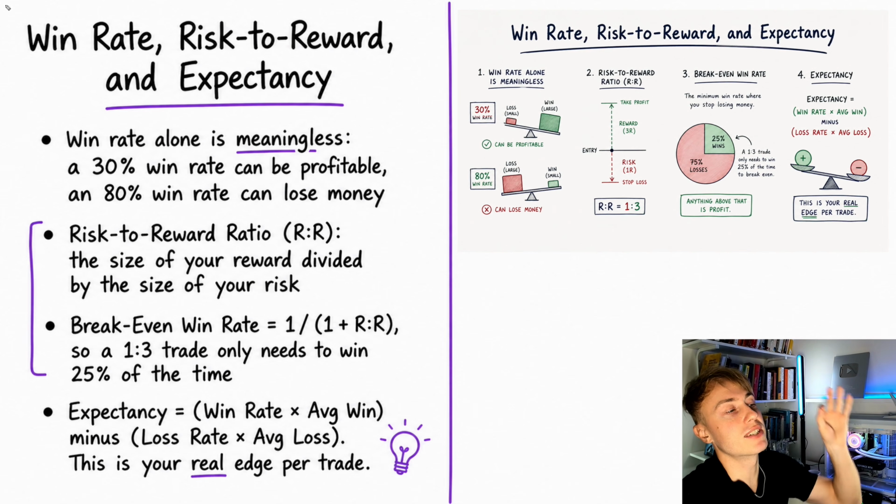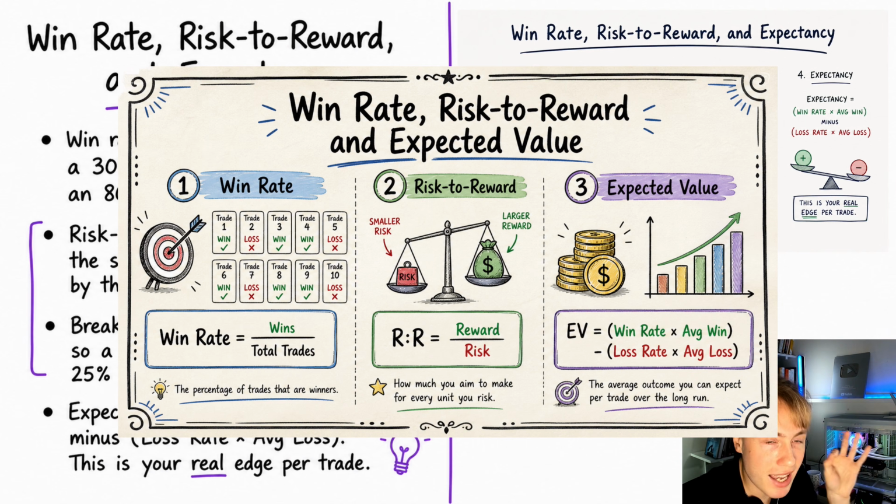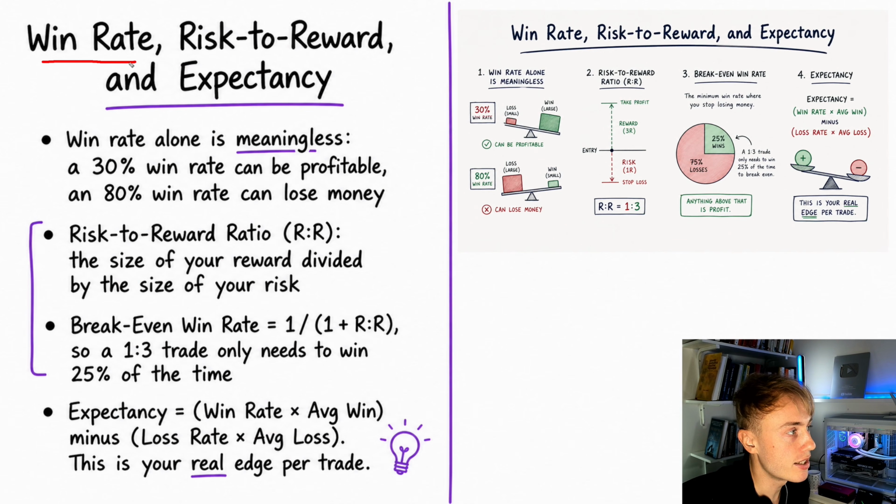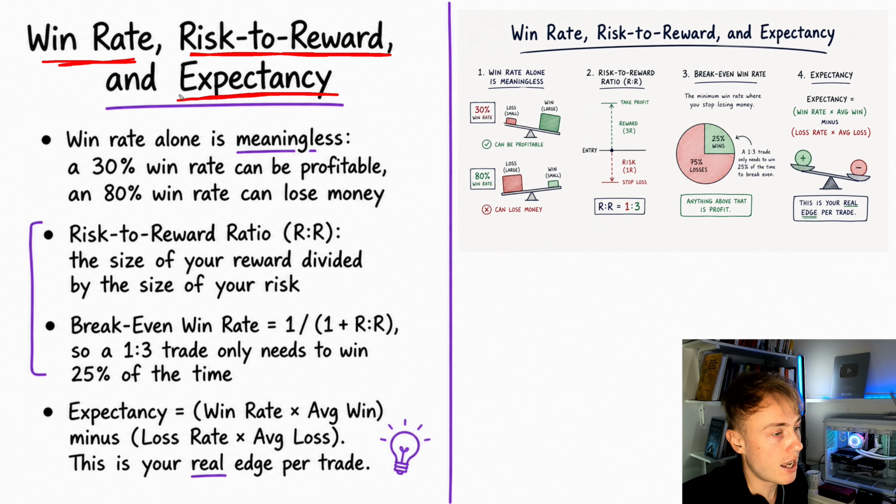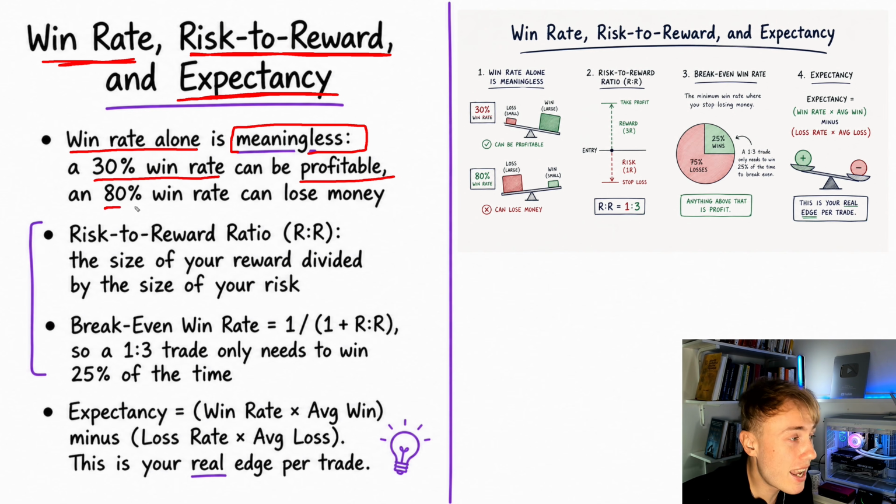Alright, so now it's time to take a look at 3 concepts that every single trader needs to learn by heart. And that is win rate, risk to reward, and very importantly, expectancy. And the first thing you really need to know is that win rate alone is actually meaningless, because a 30% win rate can actually be profitable, and an 80% win rate can lose money.